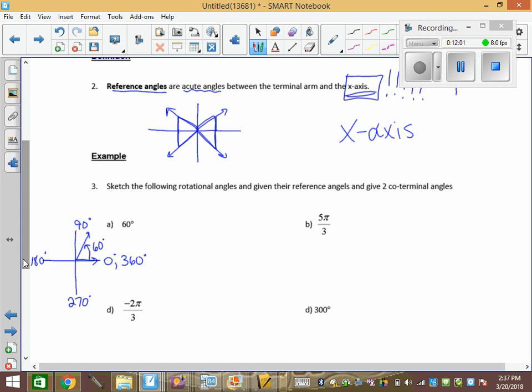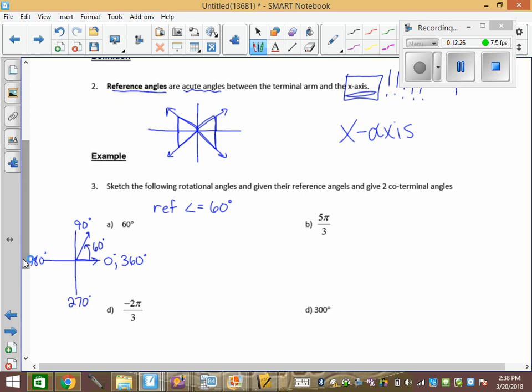Now the reference angle is the angle from that terminal arm to the x-axis. So what would the reference angle of this one be? 60. So actually any angle in the first quadrant is its own reference angle. Okay? So the reference angle here equals 60 degrees.